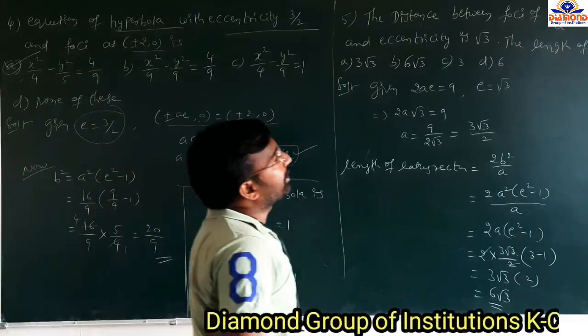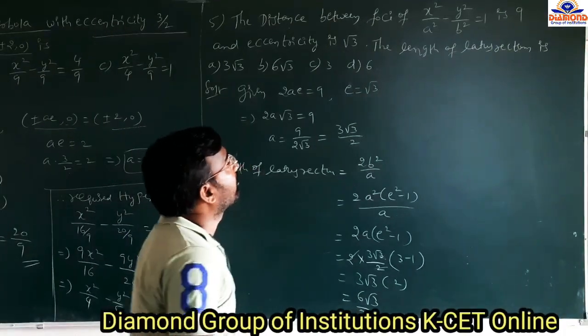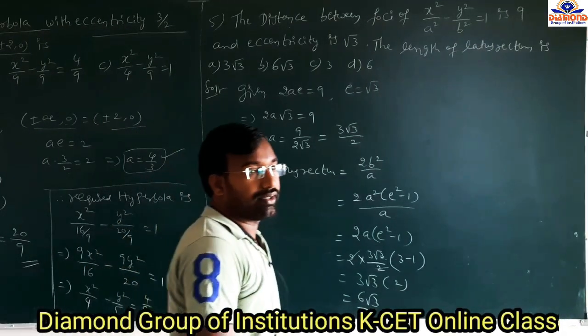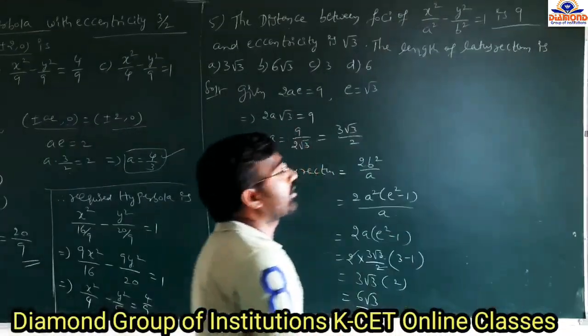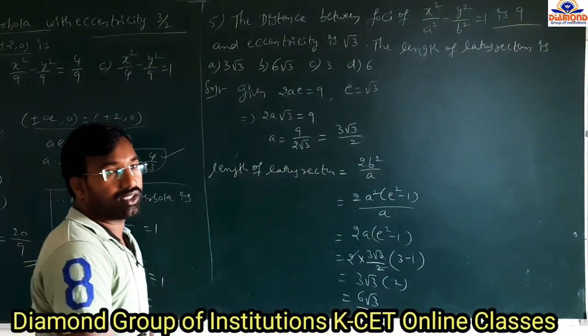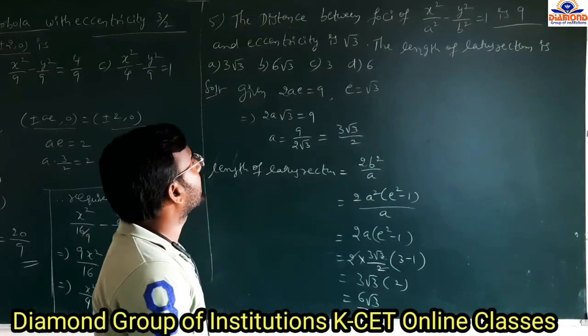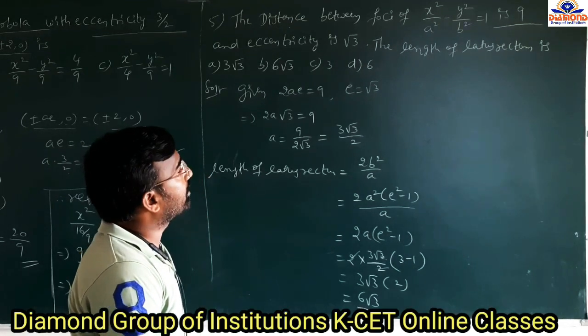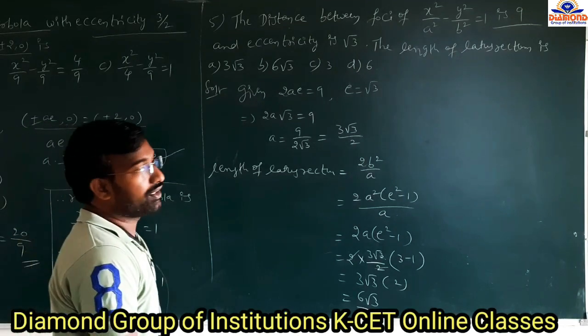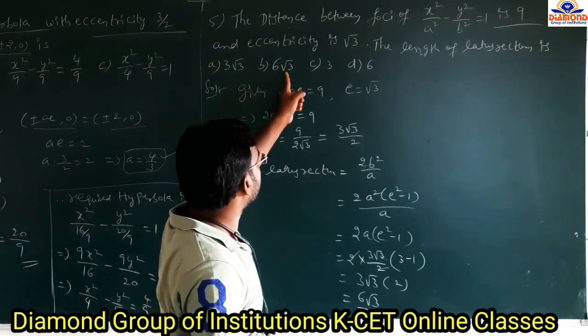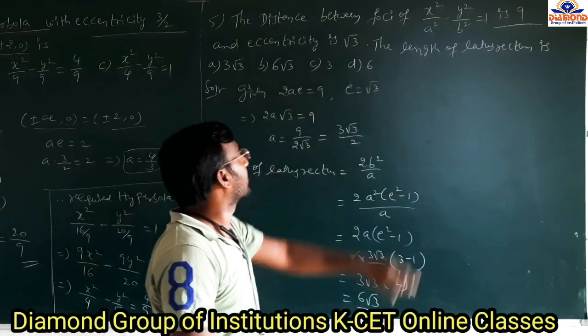Next, the distance between foci of x square by a square minus y square by b square equal to 1 is 9. Distance between foci is given. The formula for distance between foci is 2ae. Next, eccentricity is given, e equal to root 3. Find out the length of latus rectum. Option A, 3 root 3, option B, 6 root 3, option C, 3, option D, 6.